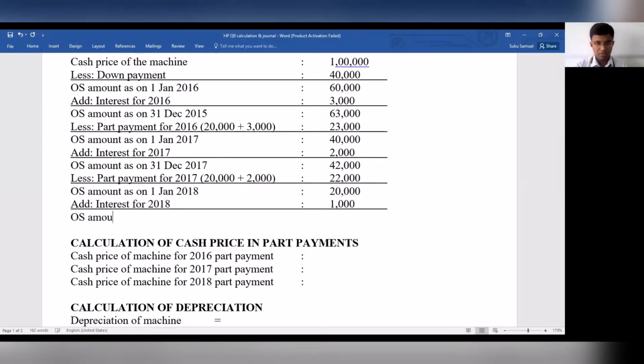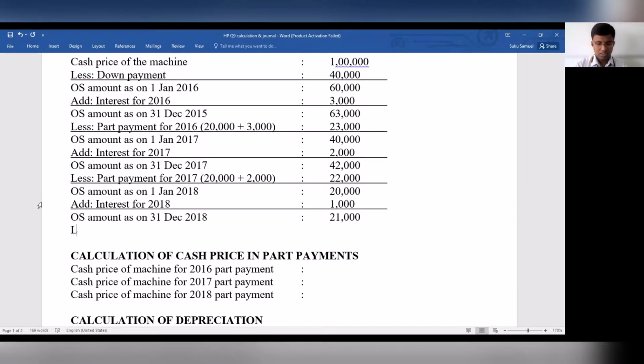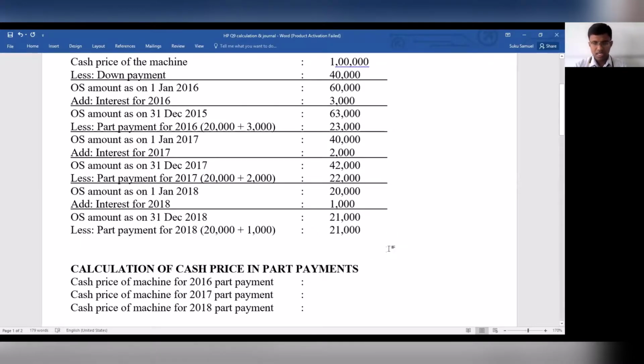So the outstanding amount as on 31st December 2018 works out to be 21,000, less part payment for 2018. The part payment for 2018 works out to be 20,000 plus 1,000, which is 21,000. And with that, this has come to an end. The outstanding amount is 0. So we have completed the computation of interest.